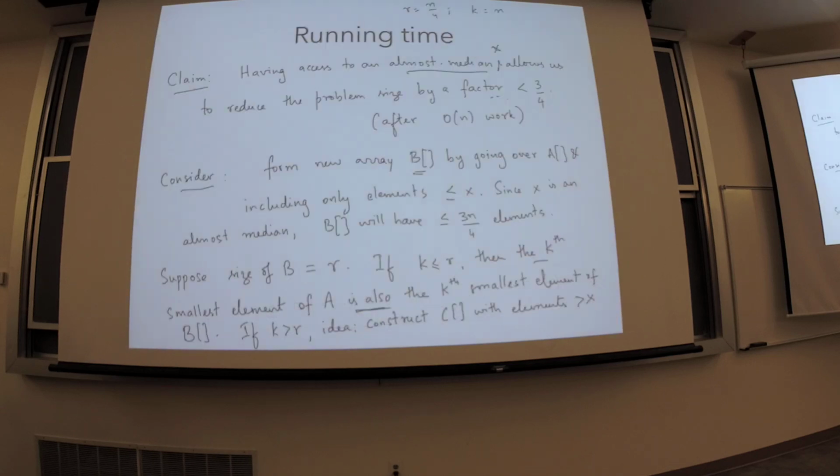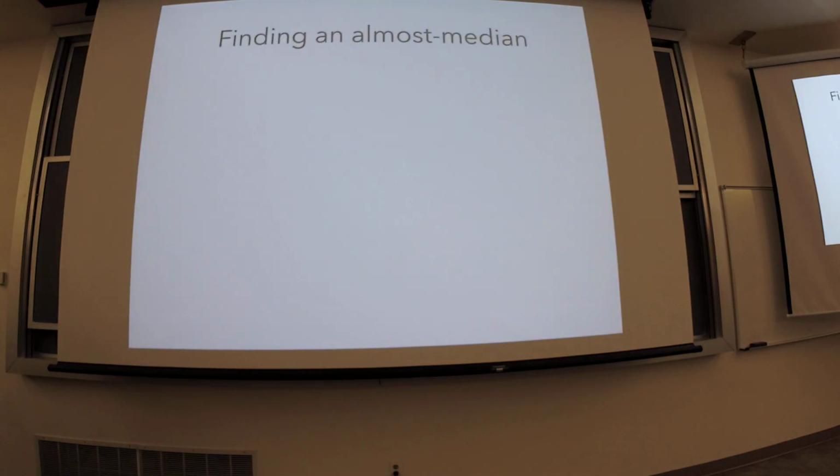So the main question now is how do you come up with an almost median? That's the next question. Given an array, how do you find an element that is somewhere in the middle portion? Any thoughts on how you do this? Suppose you had to do this in practice, how would you? Yeah. We could just sample the array and choose the median value from the samples.